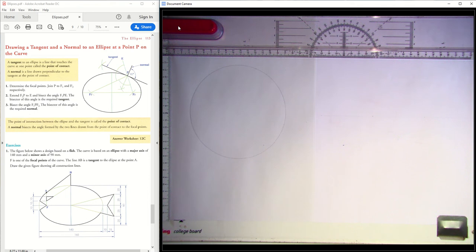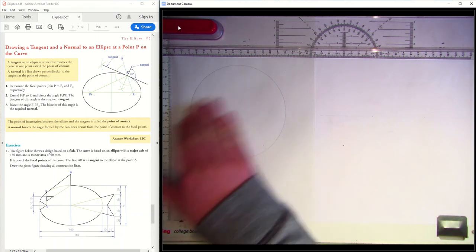Okay, so I want to continue this week with the ellipse, so a little bit of revision. This week I want to look at drawing a tangent and a normal to the ellipse. So it's on page 113 in your books, and I'm just going to go through exactly here how it's done, and just a little bit of revision on what actually a tangent is.